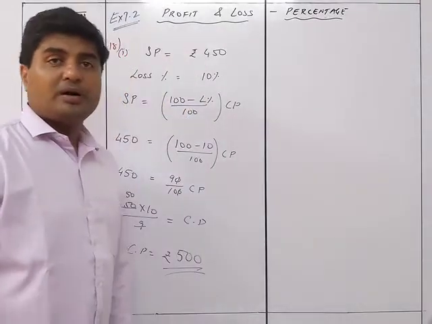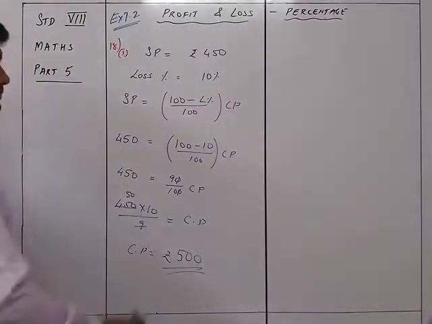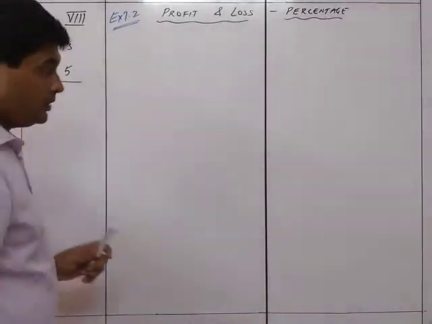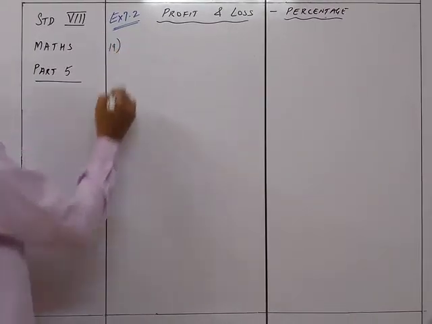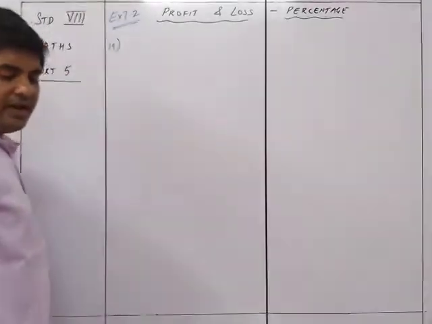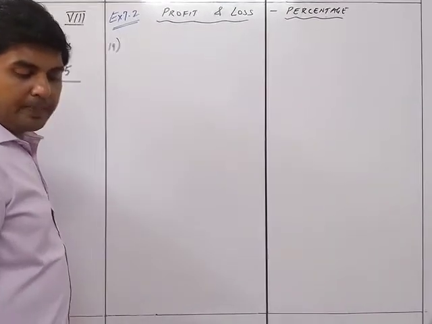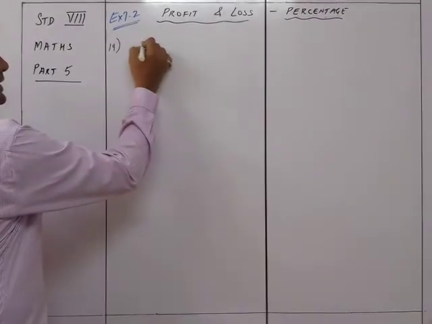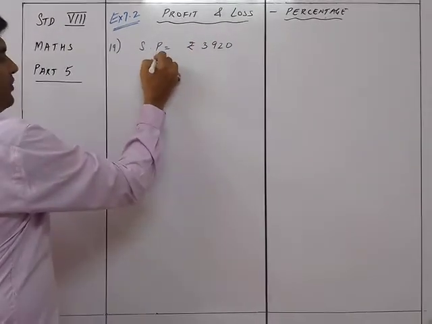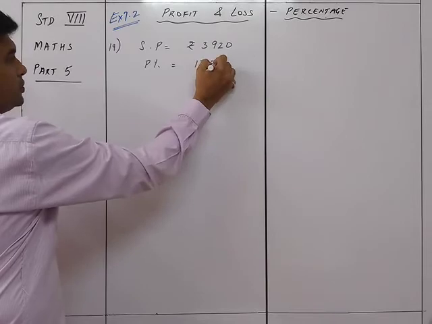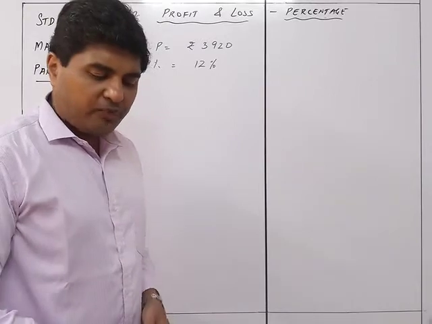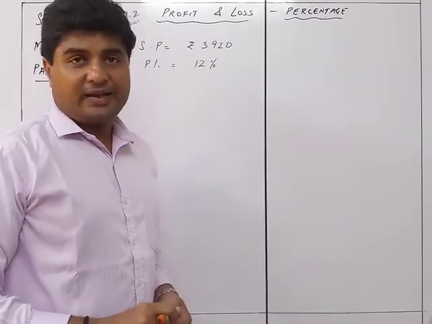Now we move on to sum number 19. By selling an almirah for rupees 3920, a shopkeeper would gain 12%. So the selling price is given as rupees 3920 and the profit percentage is 12%. Now if it is sold at rupees 4375, find the gain or loss percentage.